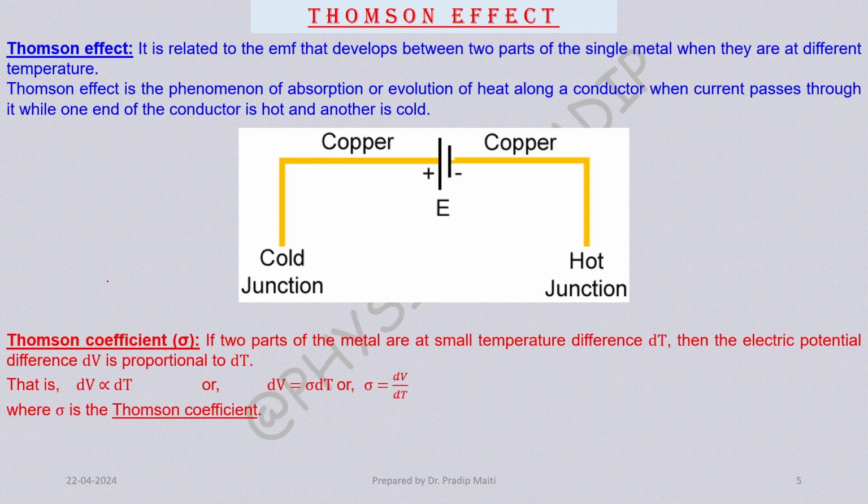The Thomson coefficient is given by sigma. If two parts of the metal are at a small temperature difference dT, then the electric potential difference dV is proportional to dT, and dV equals sigma into dT, where sigma equals dV by dT or del V upon del T. The constant sigma is called the Thomson coefficient.